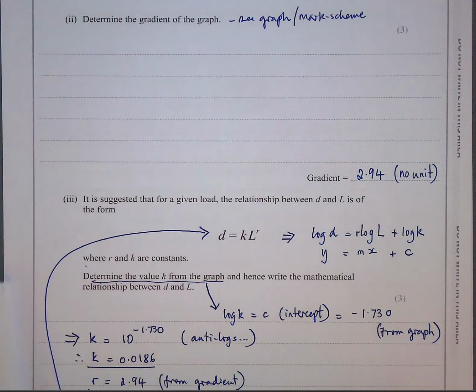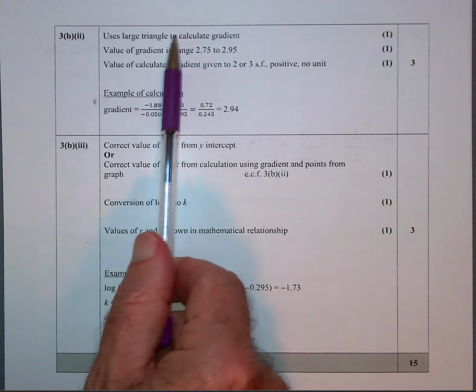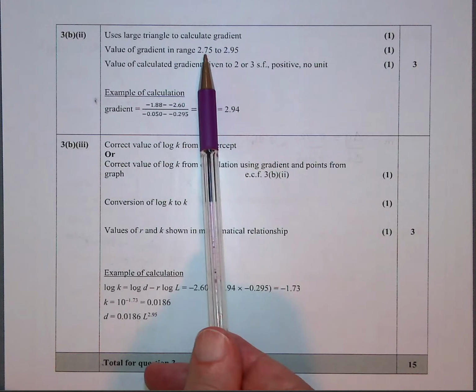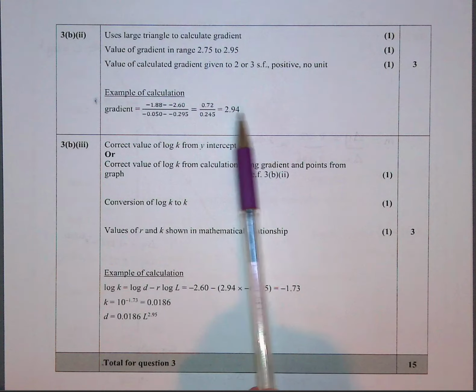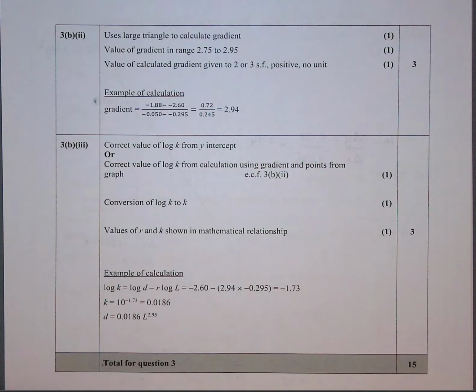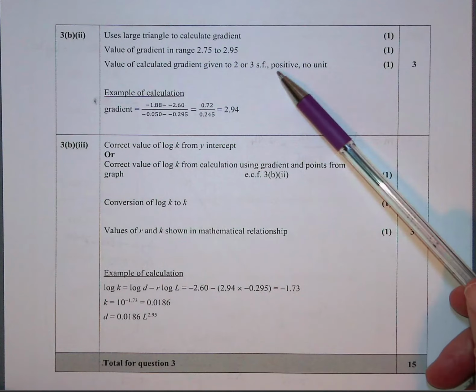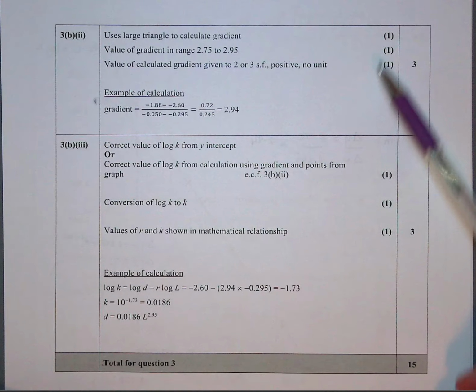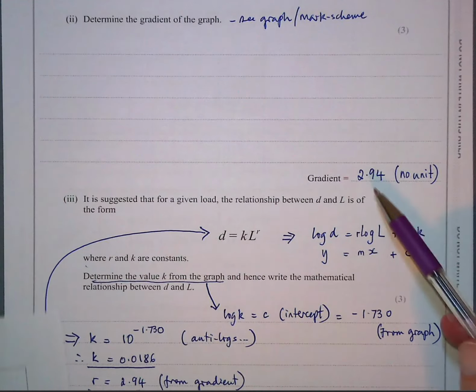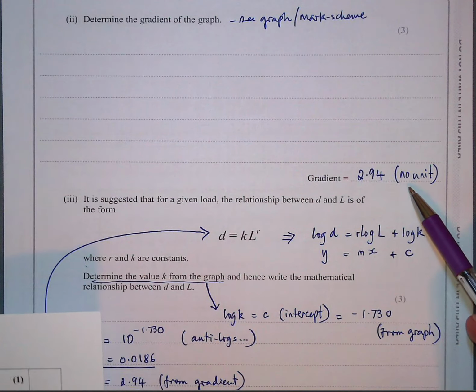So the mark scheme for this part, if I can just find the right piece of paper, they say you get 1 mark for using a large triangle to calculate the gradient, where I did use a large triangle, and your answer should be in this range. Well, I got 2 point whatever it was. They got 2.94. I tried to use the examiner's values, so when you see my answers, it matches what's in the mark scheme. Okay, and the value of the gradient can be given to 2 or 3 significant figures, and that's the 3rd mark. Okay, so that's where you get your 3 marks from. No unit, because it's just a ratio.